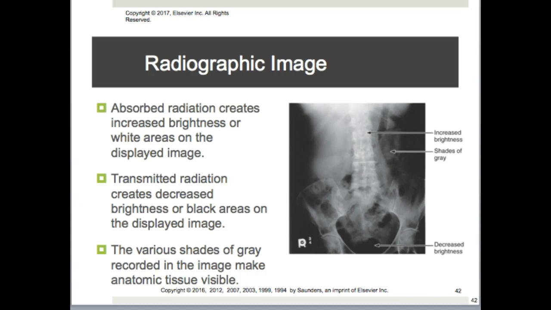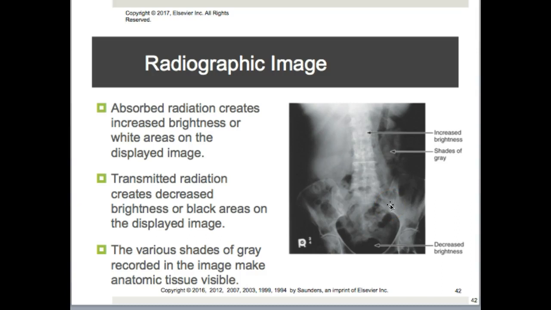All right, so the radiographic image. If we look at it, absorbed radiation creates increased brightness or white areas on the image. You can see the spine here has increased absorption of the photon, so it's going to give you white on your image receptor. The transmitted radiation creates a decrease in brightness or black areas on the displayed image. You can see the descending colon there. So we've got air, which is giving us black.